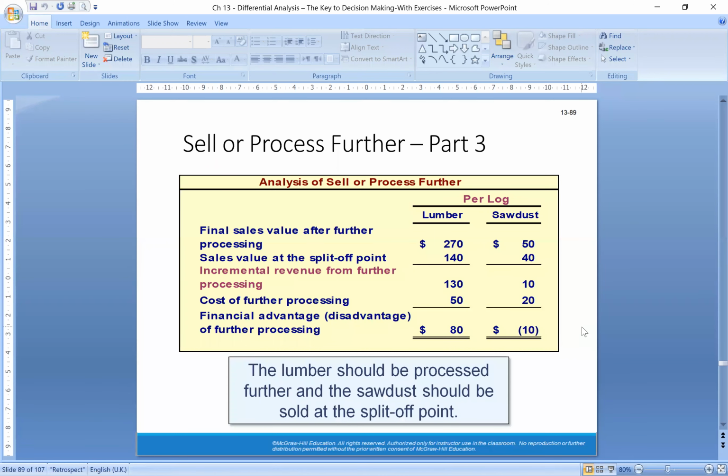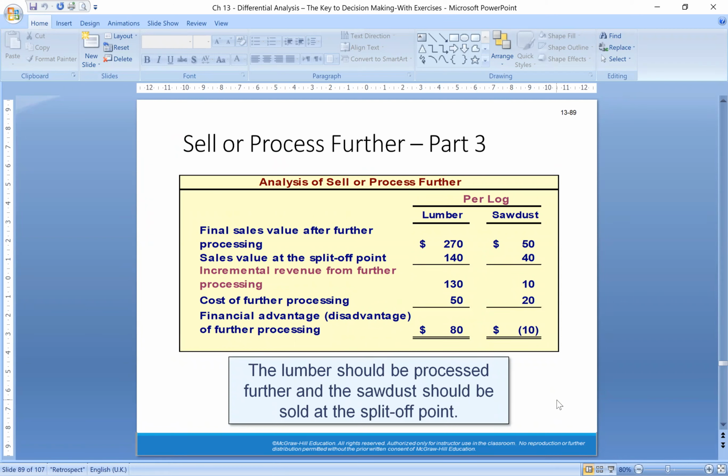The decision will be what? The lumber should be processed further. The lumber, the first product, should be processed further, and the sawdust should be what? Sold at the split-off, because we have a disadvantage if we go further for this product.